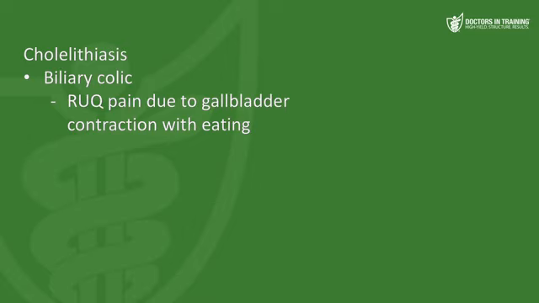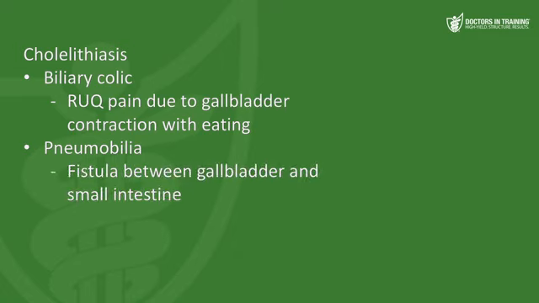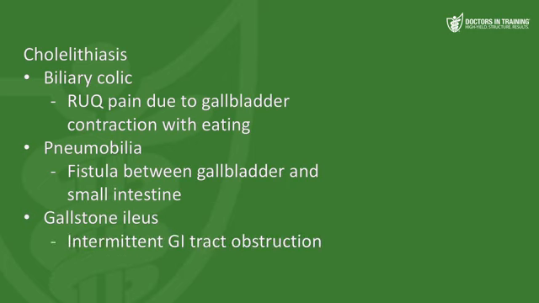Gallstones can also cause something called pneumobilia, which is where you get air in the biliary tree because a fistula forms between the gallbladder and the small intestine. And a gallstone ileus occurs when an exceptionally large gallstone goes from the gallbladder into the GI tract and causes intermittent obstruction, most often in the distal, most narrow part of the small intestine, or the ileum. It's not very common, but it does happen.